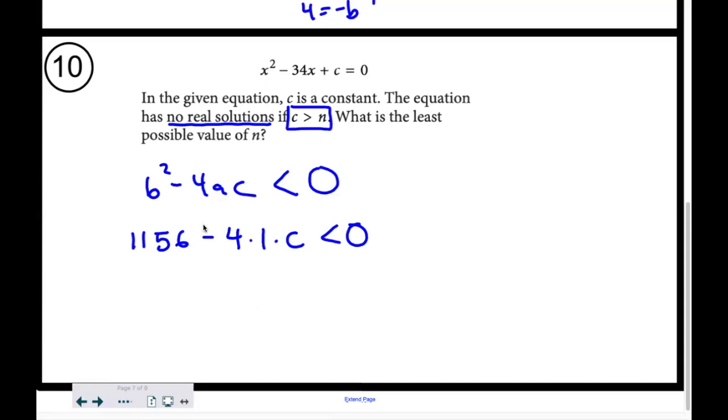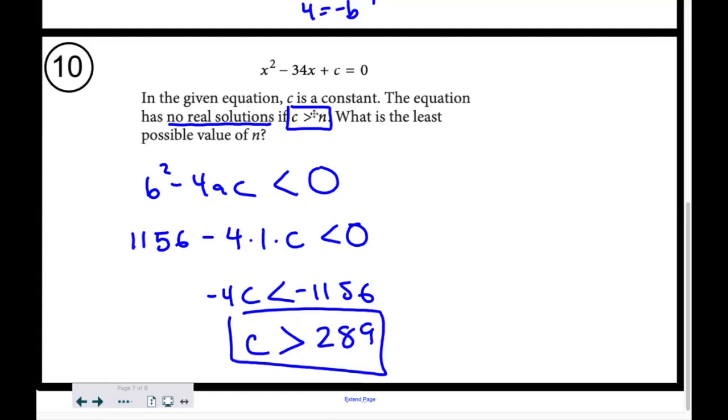All right. They give you these other inequalities or expressions in the problem that have multiple variables in it. Basically, just take what you have and try to get it to look like that. So I'm going to bring the 1156 to the other side so that it's negative 1156. And then here I have negative 4c. And then I'm going to divide each side by negative 4. That flips the sign to positive, and then I get 289. And when I match this up with this, I can see that I got my C, I got my greater than, N must be 289.